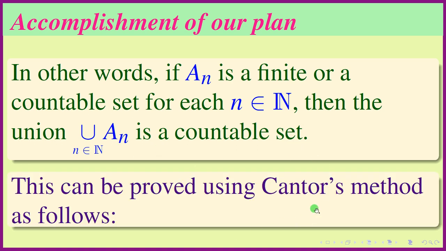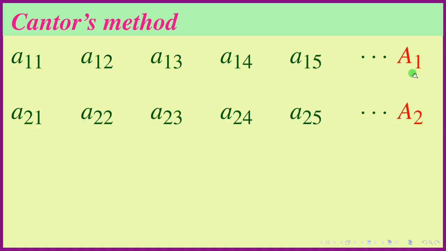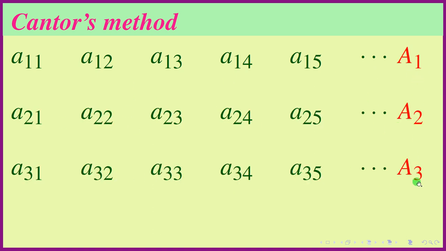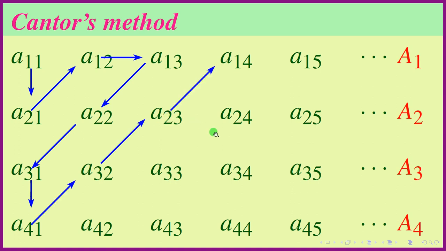This can be proved by applying Cantor's method as follows. First, write the elements of A1 like this, elements of A2 like this, elements of A3 like this, elements of A4 like this, and then arrange these elements in the form of a sequence like this. First A11, then write A21, then A12, then A13, A22 like this, then A15 like this.